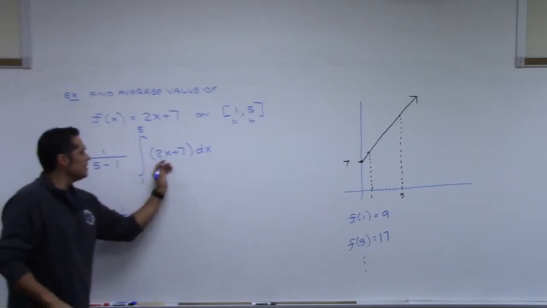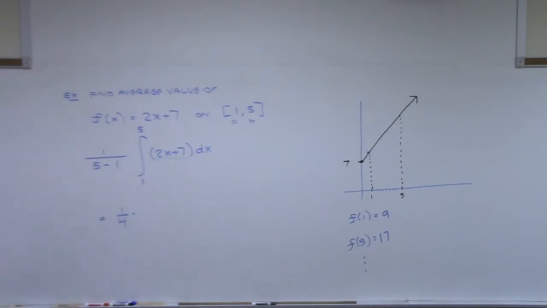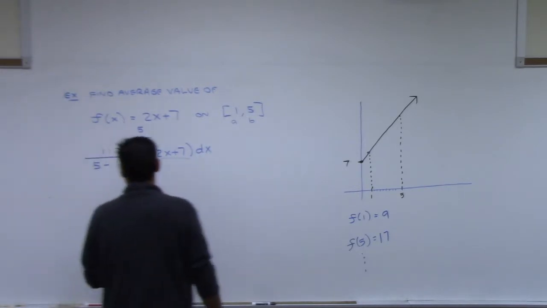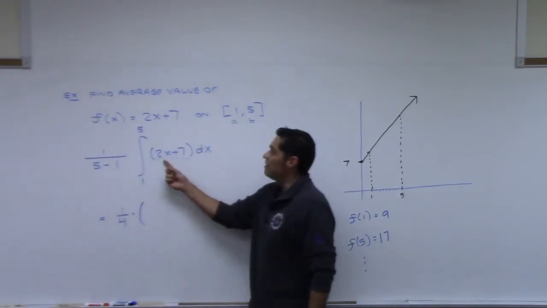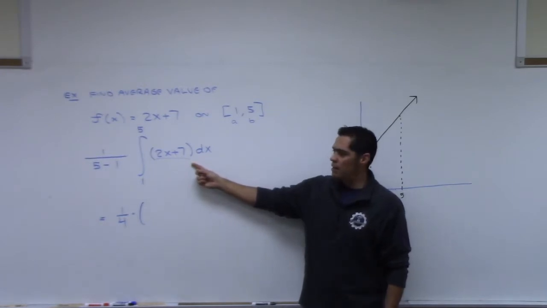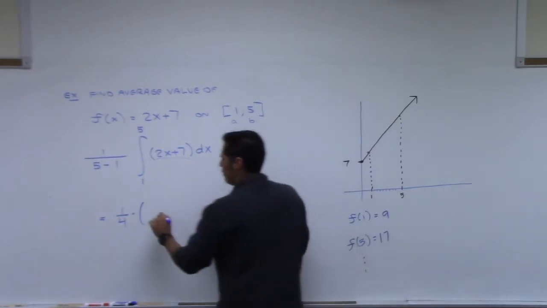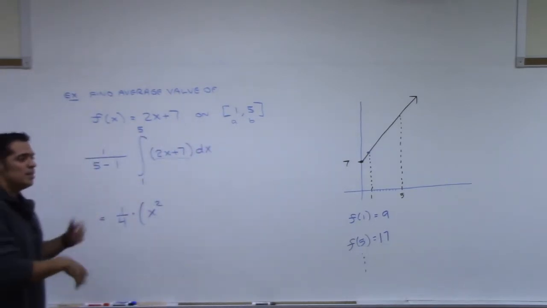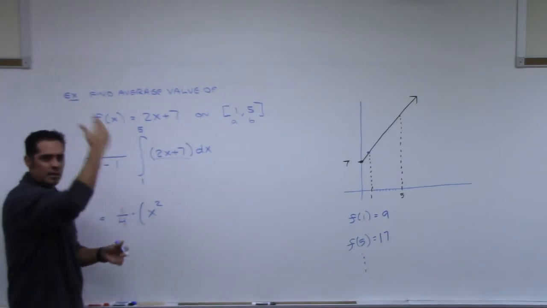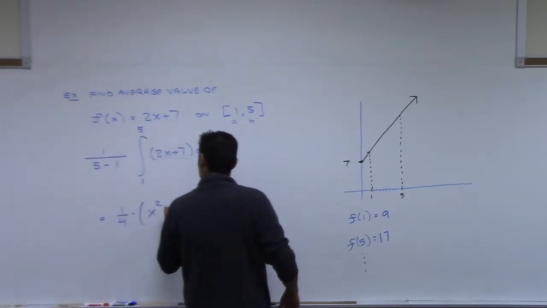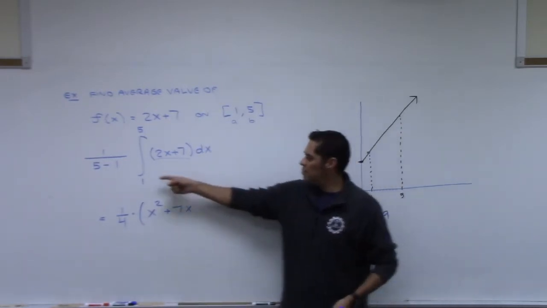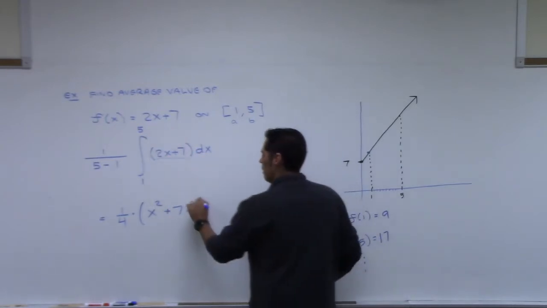Now, I need to find the antiderivative of that. Did I say derivative? I meant to say antiderivative. I'm not sure what came out of my mouth, but the antiderivative of this function: we take the antiderivative of 2x, which is x squared, and then plus 7x. I'm using the power rule from the last 4 classes. Now I don't do plus c, because we're doing a definite integral, so you don't need the plus c. So that's my antiderivative.